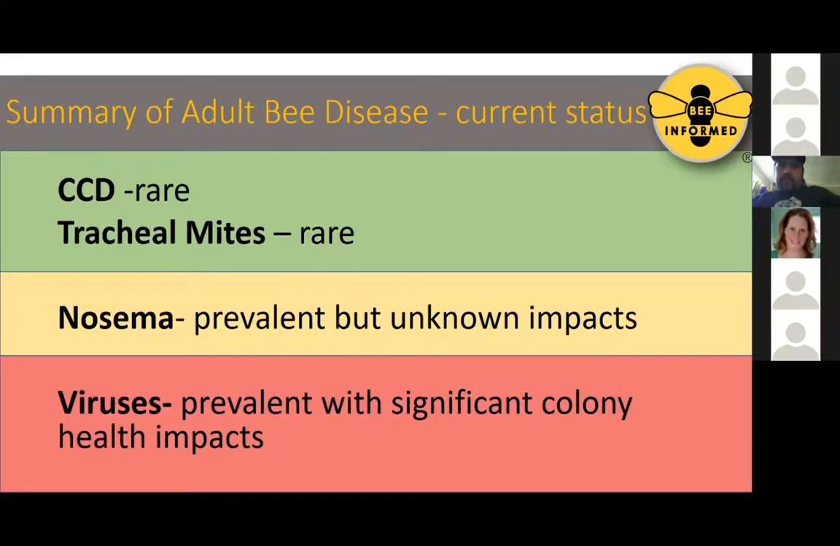I'd say when we switched from Nosema apis to Nosema ceranae, it caused this: we need to relearn what this parasite is and how it impacts our colonies and what we as beekeepers can do. And then the last one is, as Rob talked about, the viruses.